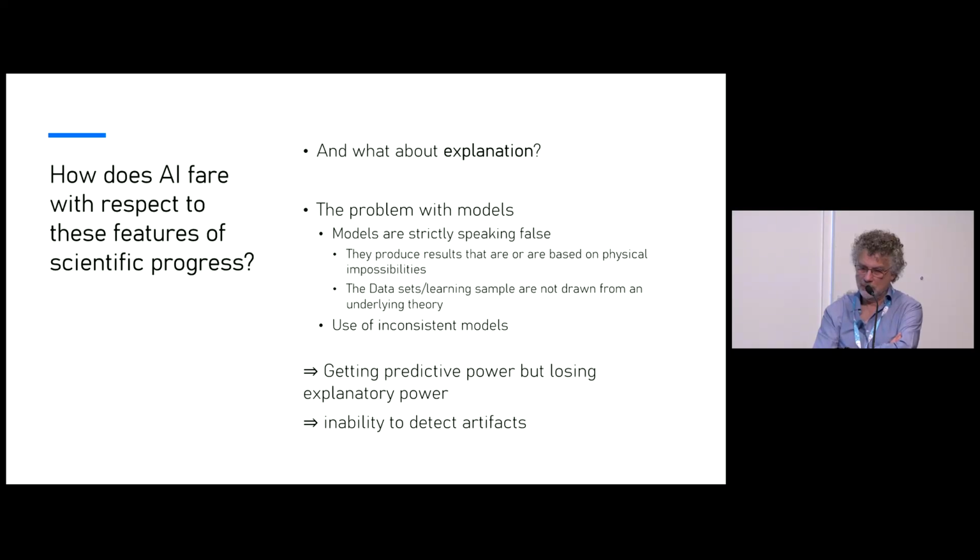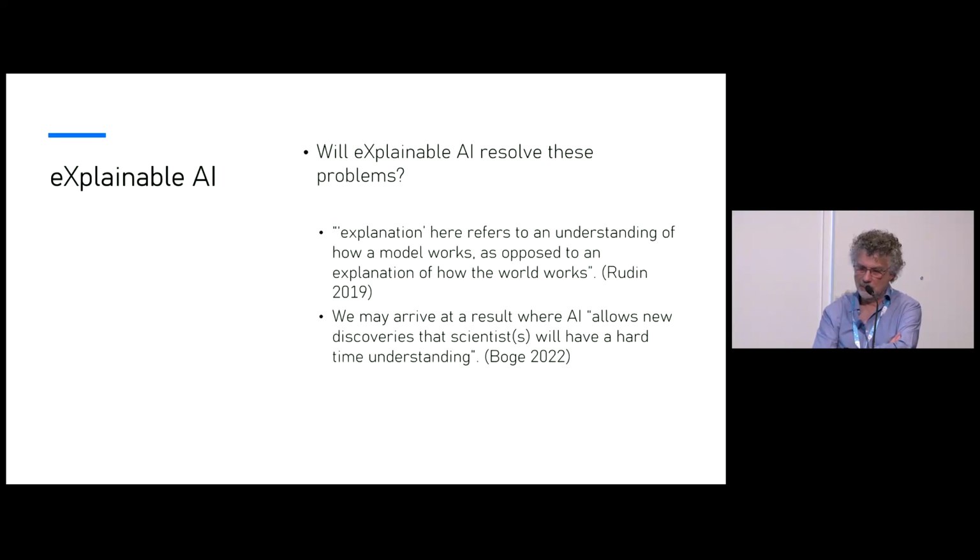And it is very important to be able to recognize and identify those physical impossibilities that are produced by the AI models. So we are in a situation where AI models have a very strong predictive power, but they lose with respect to explanatory power because by themselves they are unable to detect potential artifacts in their results. So this undermines the ability to explain through AI.